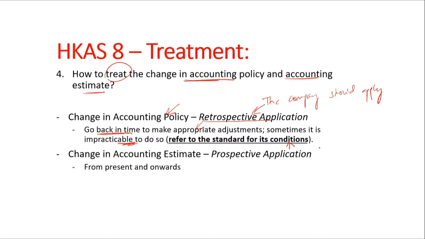It will list all the conditions when it is impracticable to apply retrospective application when there is a change in accounting policy. This is really important. These are huge conditions, so in this brief video, it may not be possible to discuss those here. Then there's a change in accounting estimate, which is based on prospective application. In other words, the company does not go back in time to change any numbers in its previous financial statements. The company just starts from the present and carries on further.